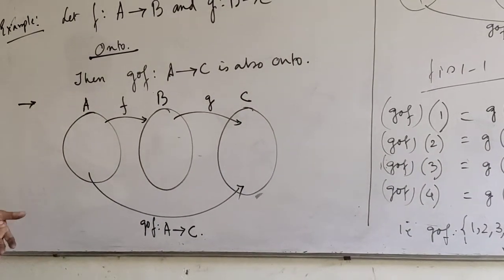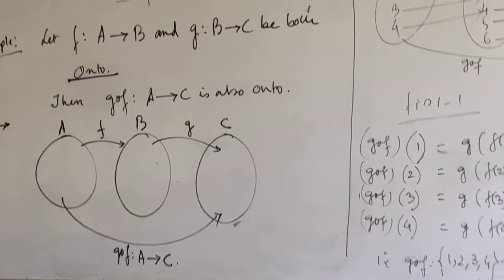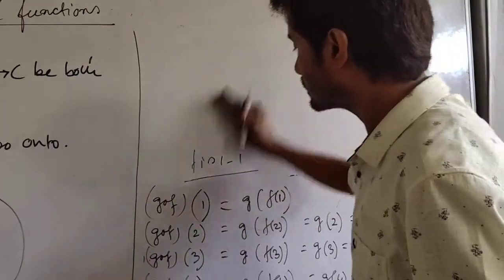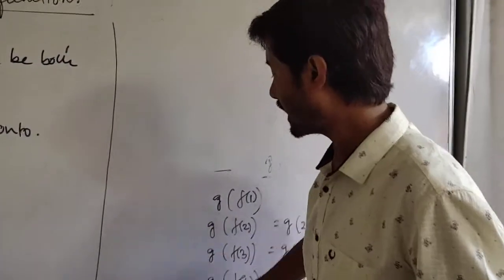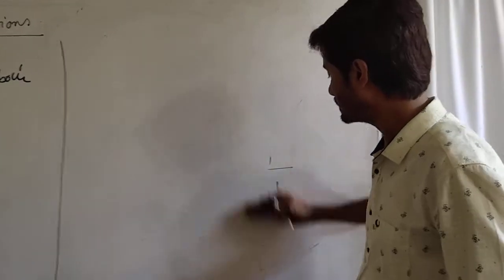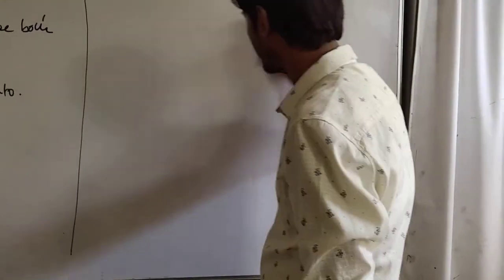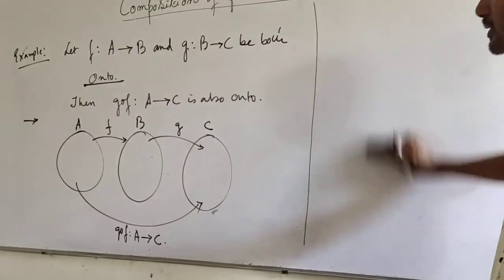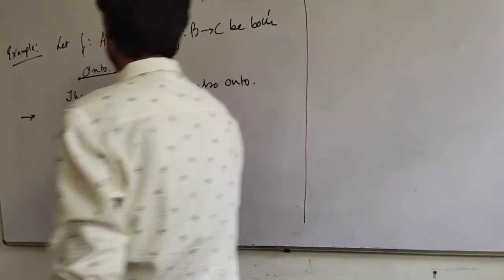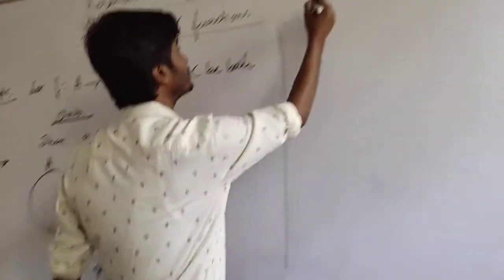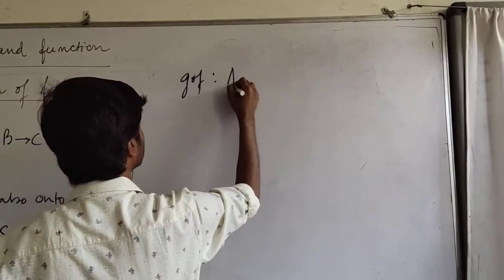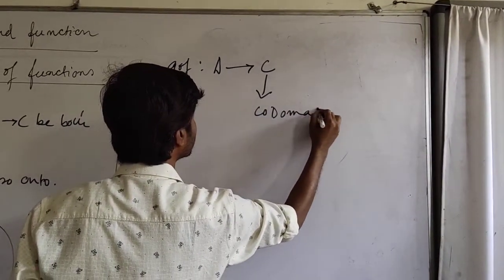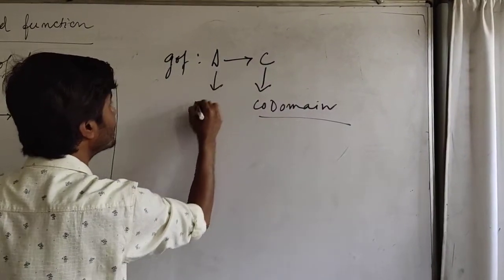If we recall the definition of an onto function, it means that for every element of the codomain of a function, we have some pre-image in the domain; then we say that the function is onto. In other words, whenever the range of a function is equal to the codomain, the function is onto. Here, g∘f is a function from A to C. This is the codomain and this is the domain.